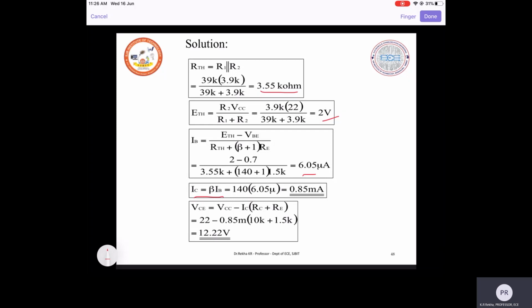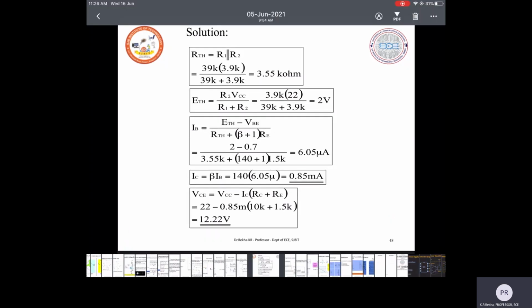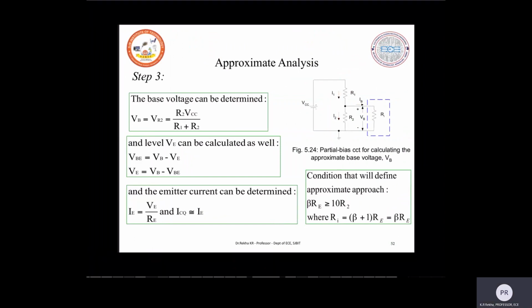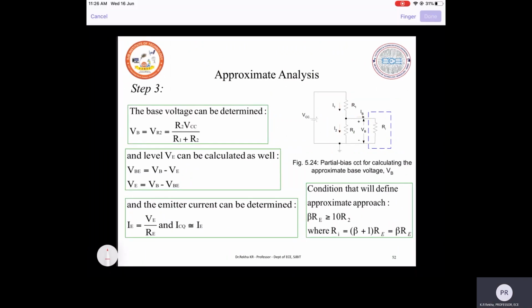So whatever the problem, if it is given, read the problem twice and collect the data first. So IB is this. The same problem, if you do it considering the approximate analysis method, is also the same thing, you will get the values.